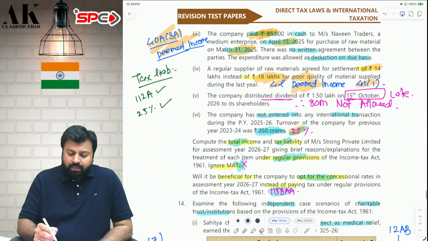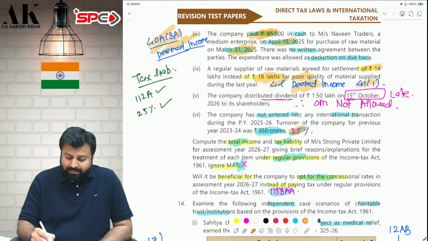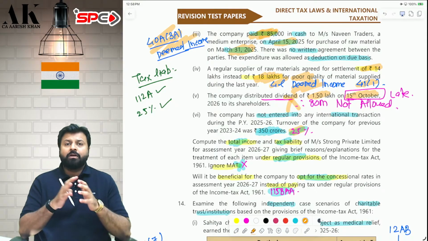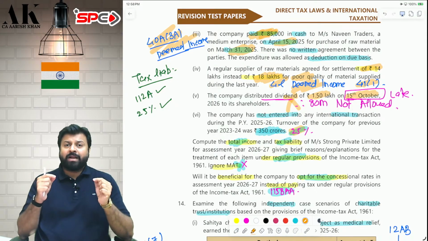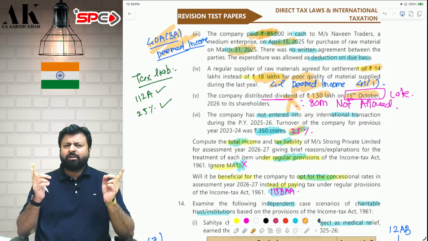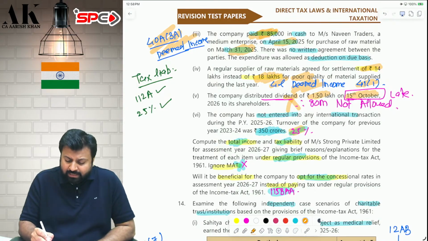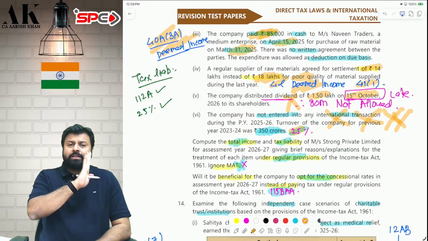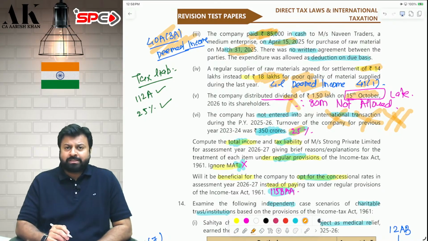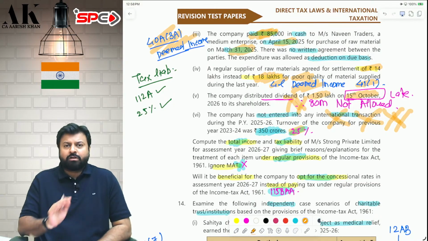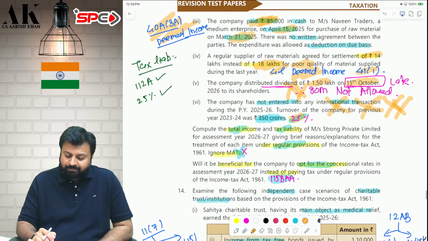Next, you are distributing dividend of 1.5 lakhs in the current year. Okay. How much dividend are you distributing? 1.5 lakhs on 15th of October. Late. You cannot claim ATM. To claim ATM, you should distribute dividend 1 month prior to the due date of filing of return. What is the due date of filing of return of this assessee? 31st October. Sir, why not 30th November? See, it is written in the question, the assessee has not entered into any international transaction. Therefore, 30th November is not possible. Only 31st October is possible. If 31st October is the due date, you should distribute the dividend by 30th September. You are distributing the dividend on 15th October. Therefore, provision of ATM will not be allowed.